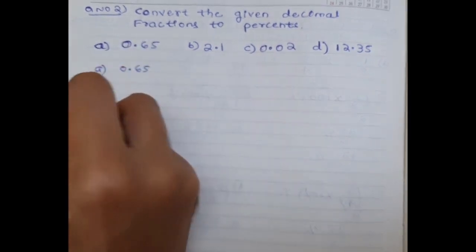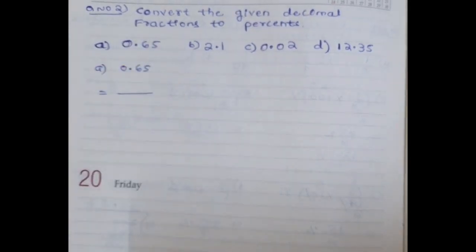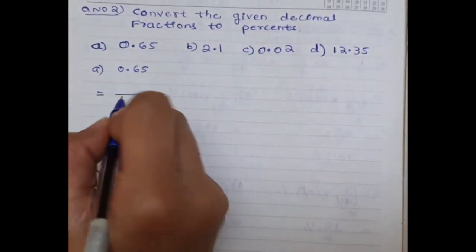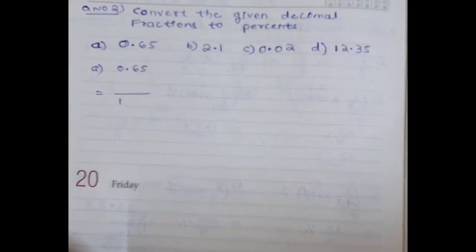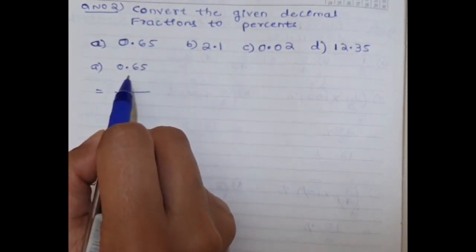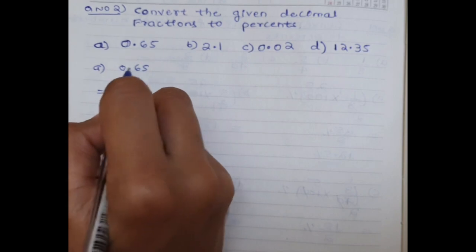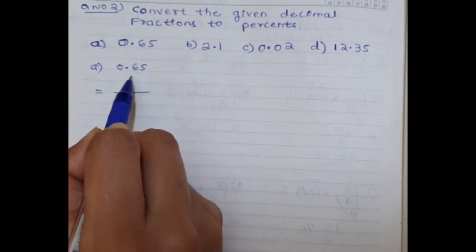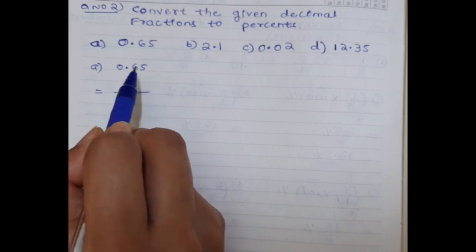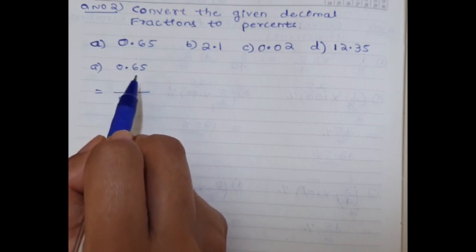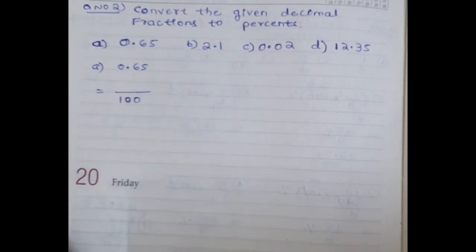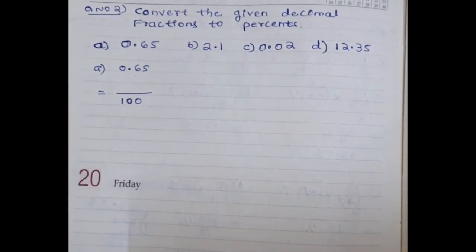0.65. 0.65 can be written in the form of a fraction. How to write? Let me tell you a very simple trick. First, write 1 in the denominator. Now, count the number of digits present after a decimal point. This is a decimal point, right? Now, count how many digits are there after a decimal point? 1 and 2. So, there are 2 digits present after a decimal point. So, put 2 zeros. So, this will be 100 in the denominator.